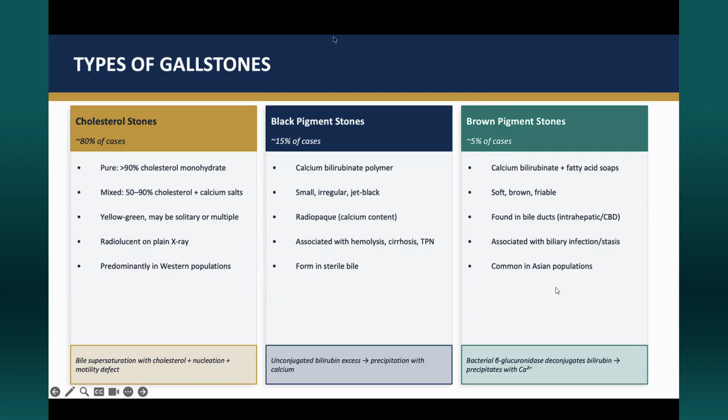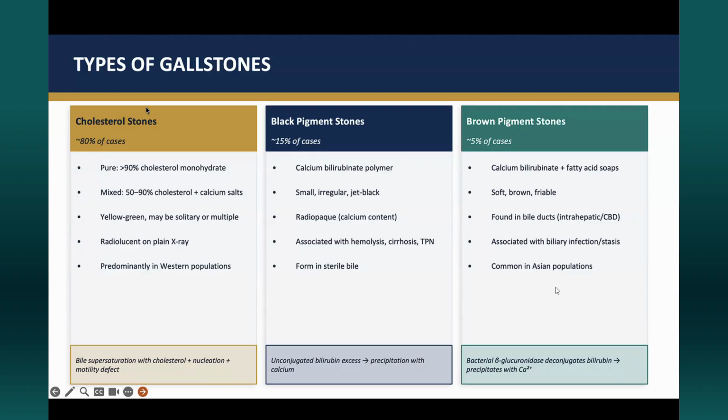The last, on the right side of your screen, is brown pigment stones. There is a lot of it, more than about 5%. It is actually the one common in Asian countries before and even now. It is found in the intrahepatic ducts because it is associated with biliary infection or stasis, stagnation of the bile. Here we have beta-glucuronidase, which deconjugates bilirubin, and then it precipitates with calcium and, because of the excess production, ends up in the gallbladder.